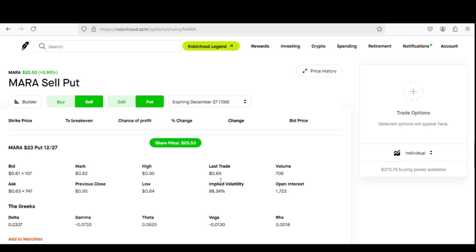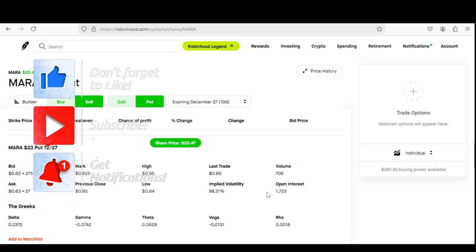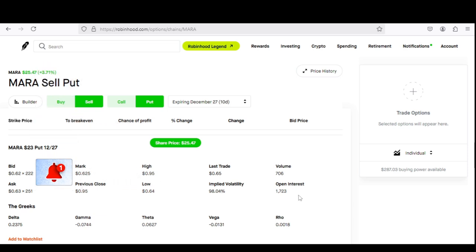So your implied volatility is going to help you make a decision. What is the relationship between your implied volatility and your premium? The higher your implied volatility, the more premium the strike price that you choose is going to pay you. So that's another thing you really need to consider before choosing your correct strike price in order to sell options. Now, your open interest. Open interest here tells you that there's 1,723 other investors that are considering this strike price, which is the $23 strike price. So the more open interest you have, the more people that are interested.